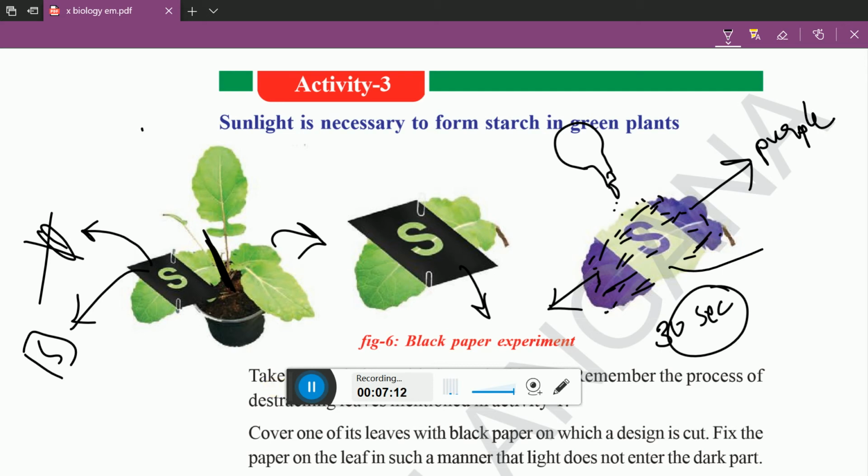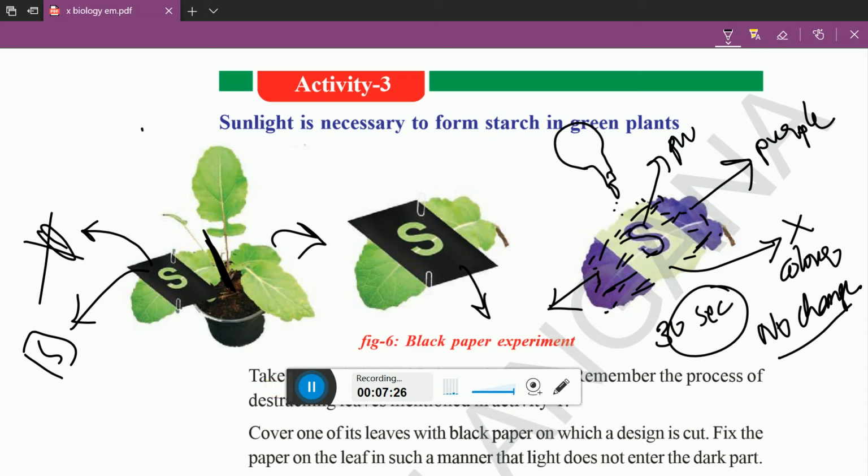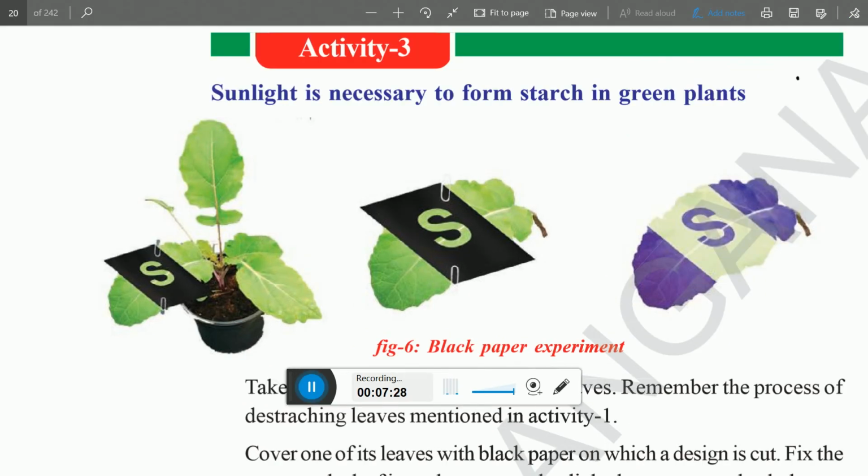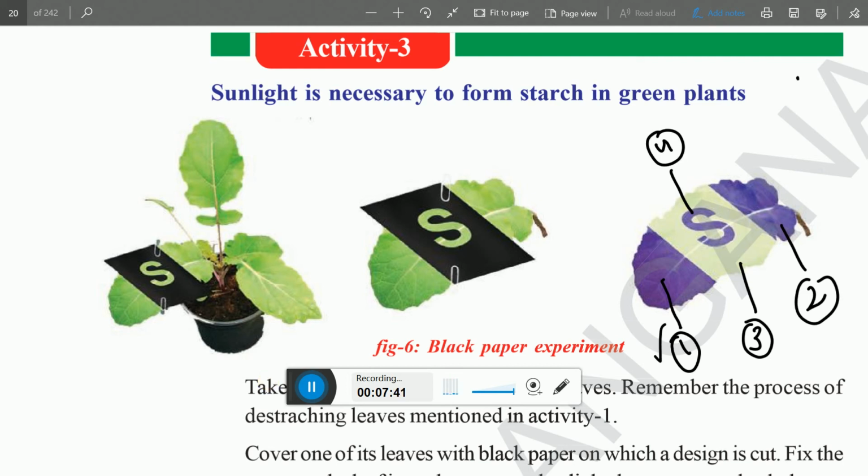No color indicates that sunlight is absent in this region. Why? Because sunlight is completely absent in this region. So no starch was formed here. If no starch is formed, there will be no color. If starch is formed, then we can see color in these regions. Parts 1, 2 and 4 have purple color. In the third part, this region, there is no color change.